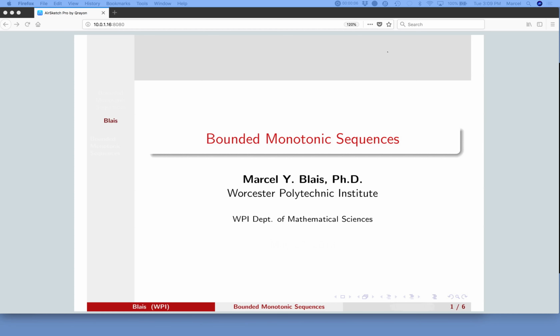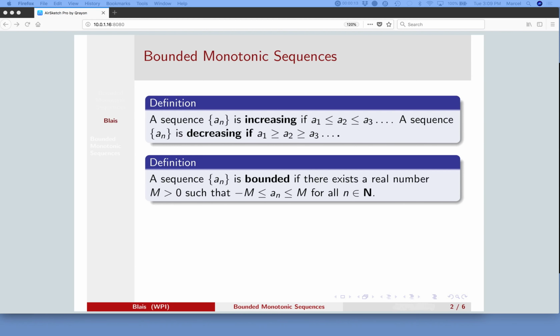Okay, today's topic is bounded monotonic sequences. So first, a few definitions. We say a sequence a sub n is increasing if the first term is less than or equal to the second term, and the second term is less than or equal to the third term, and so on and so forth. Remember, a sequence is an ordered list of numbers. So a sequence is increasing if the numbers are getting bigger as you go down the list.